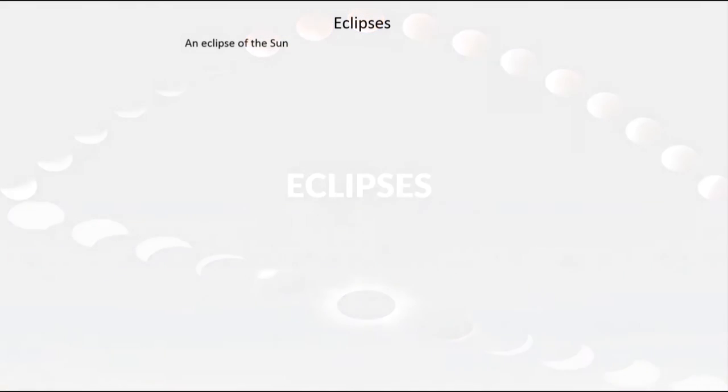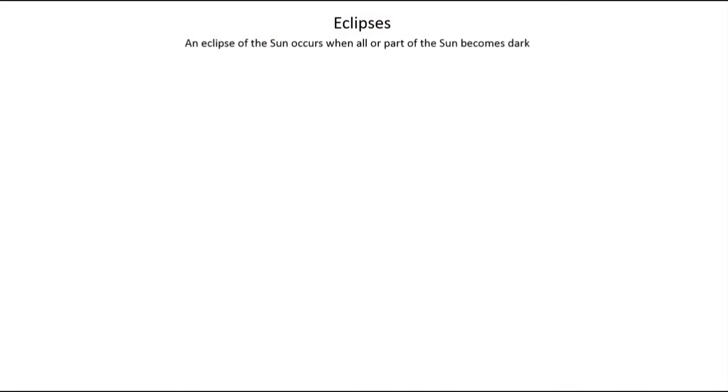An eclipse of the sun occurs when all or part of the sun becomes dark. An eclipse of the moon occurs only during a full moon, when all or part of the moon becomes dark, and this will be explained in more detail near the end.